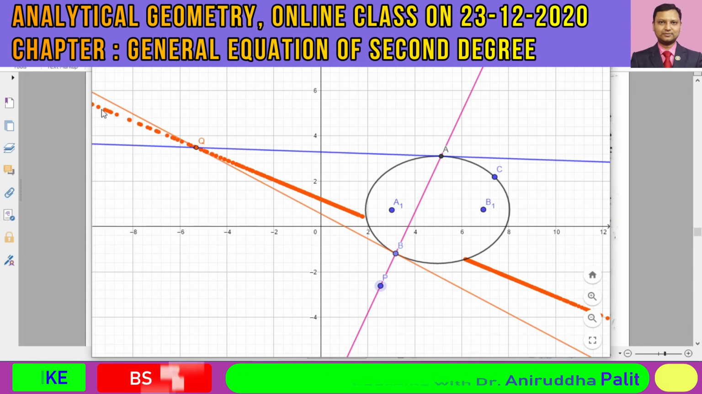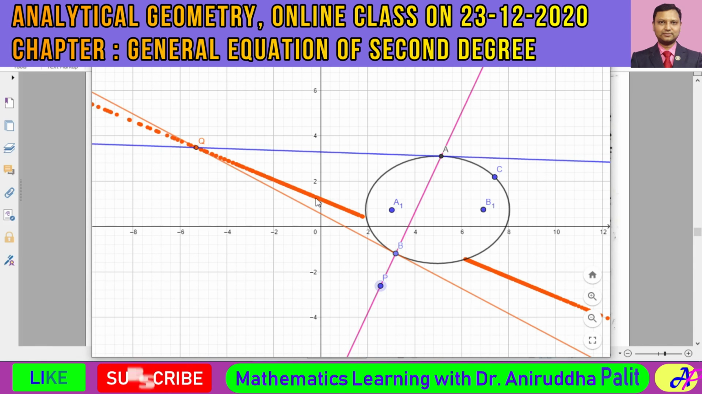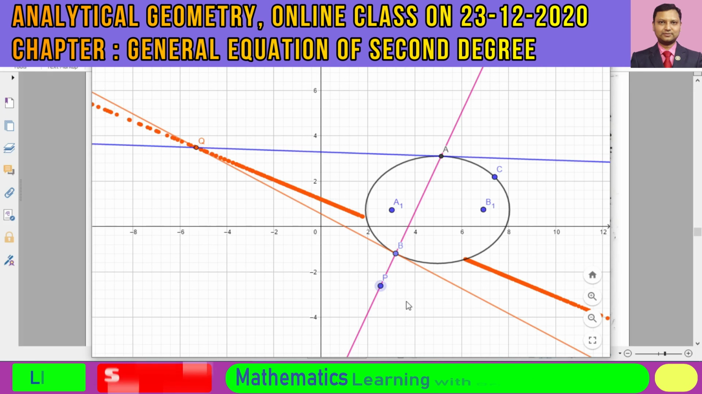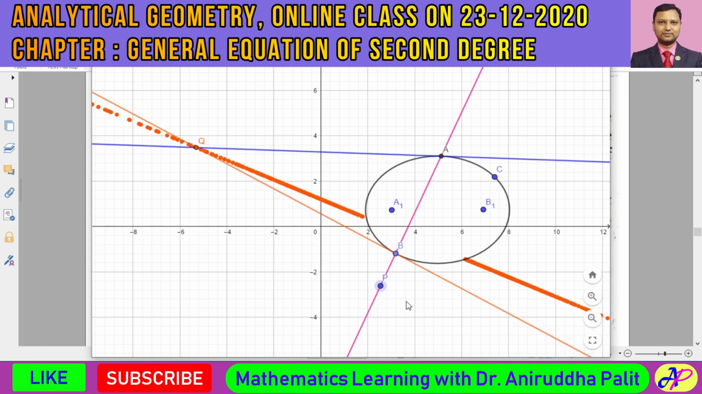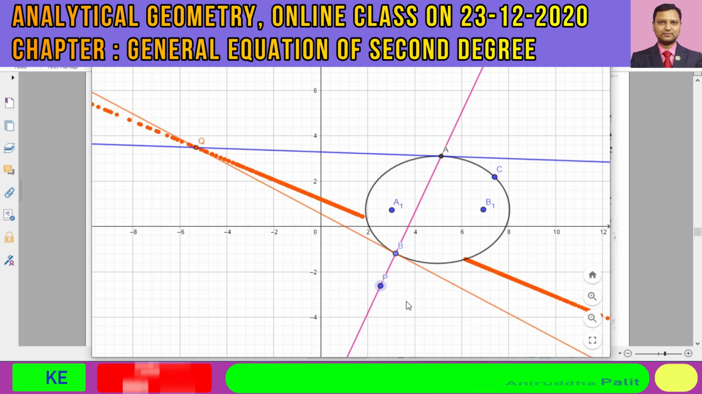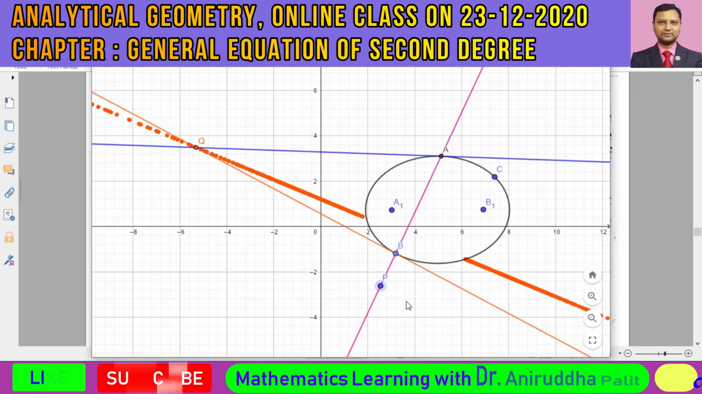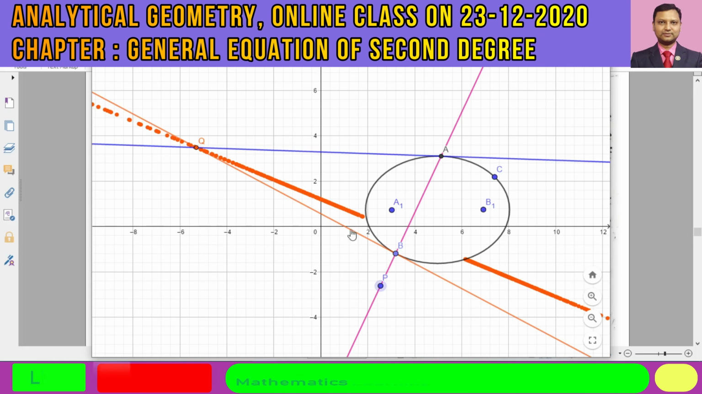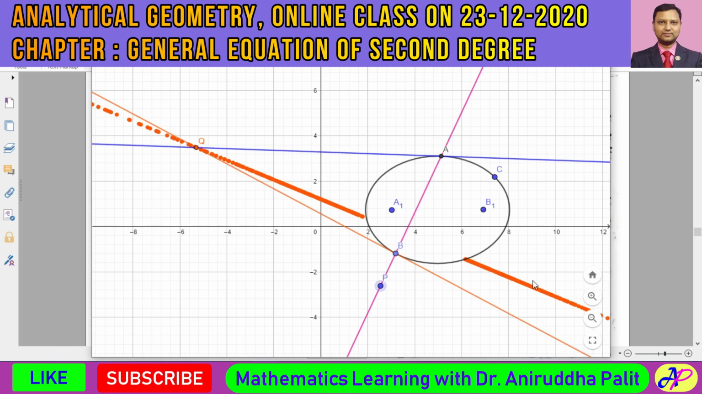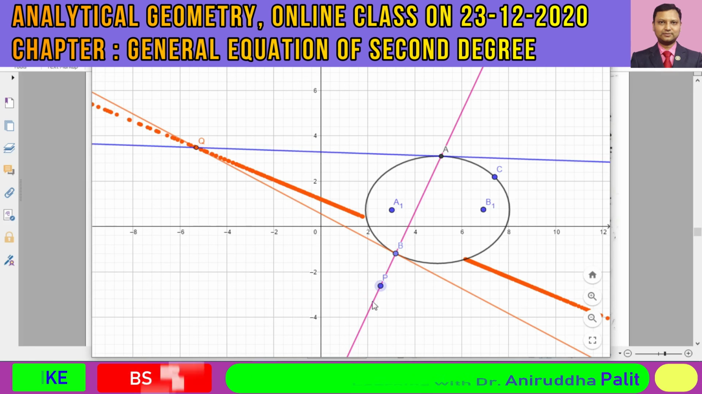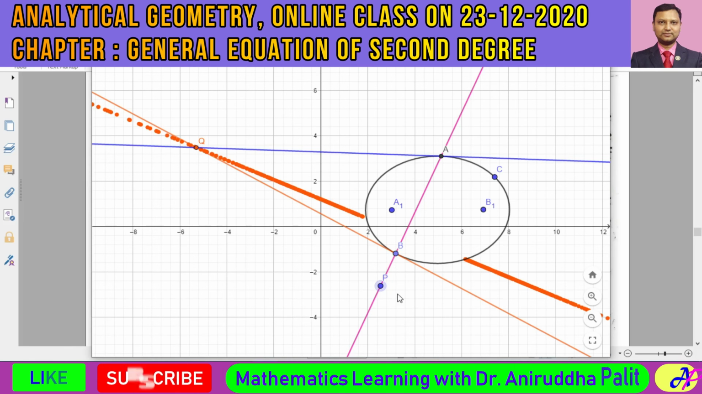The polar line is the locus of this point Q, and this point P is called the pole of that polar line. Now, how to obtain the equation of the polar line if the point P is given, or conversely, if the polar line is given, how to compute the pole P, that I shall discuss in the next class.